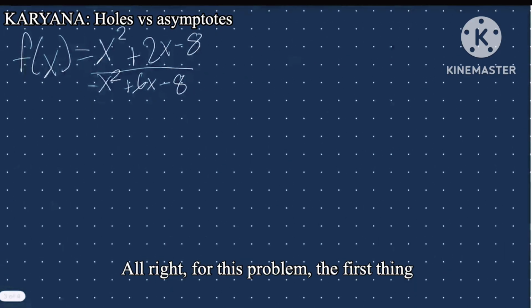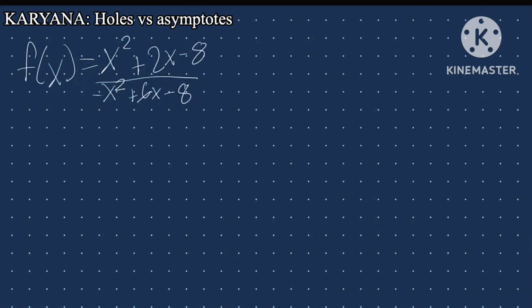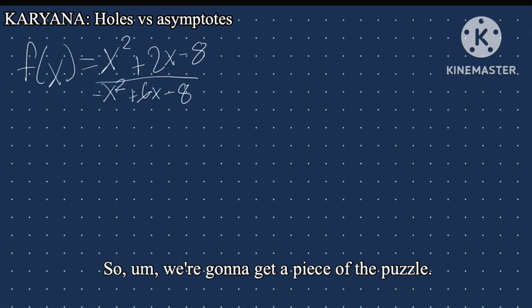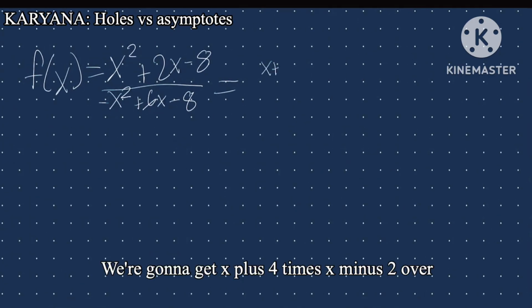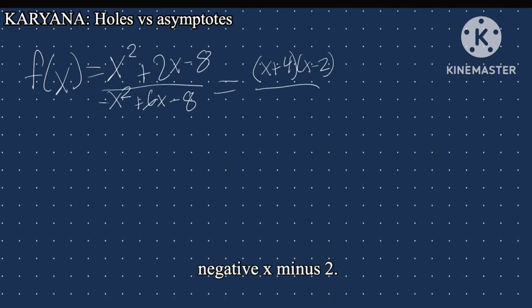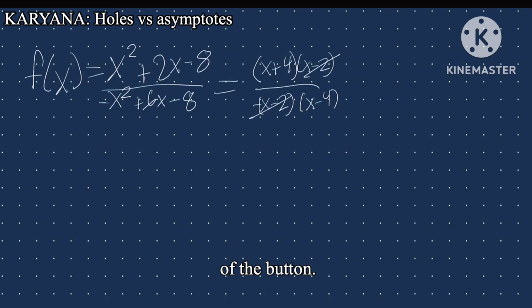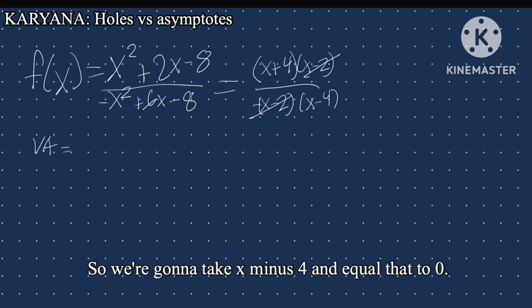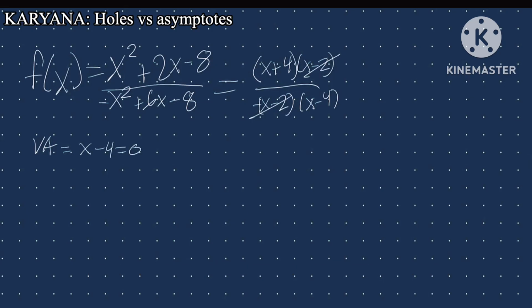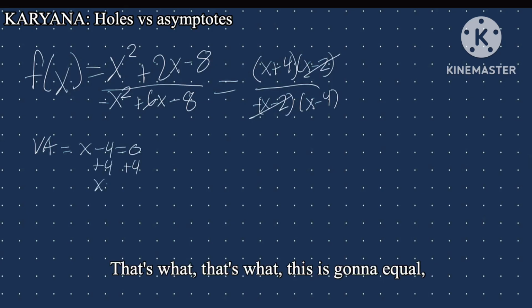All right, for this problem, the first thing that we're going to do is simplify. So what we're going to get if we simplify them all, we're going to get x plus 4 times x minus 2 over negative x minus 2 times x minus 4. So we're going to cross out x minus 2 on the top and bottom, and then we're going to find our vertical asymptote. So we're going to take x minus 4 and set that equal to 0, add 4, and x is going to equal 4.